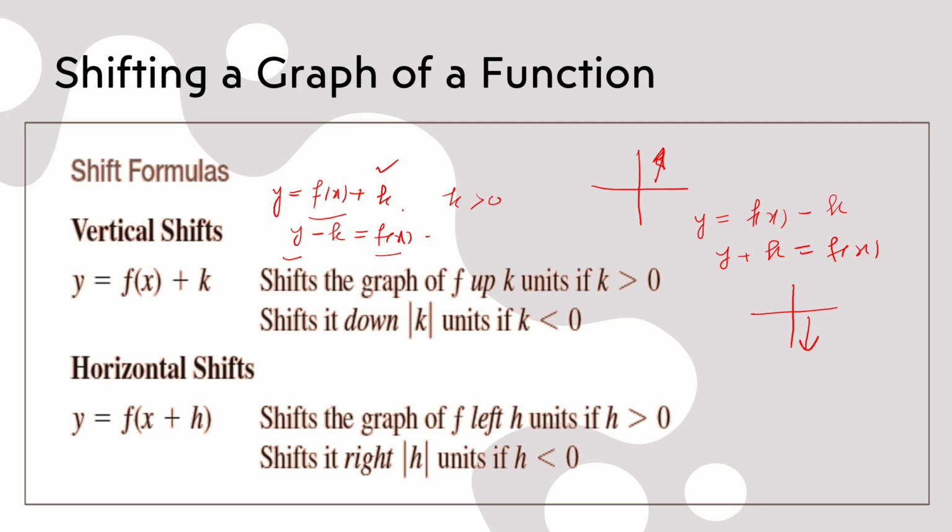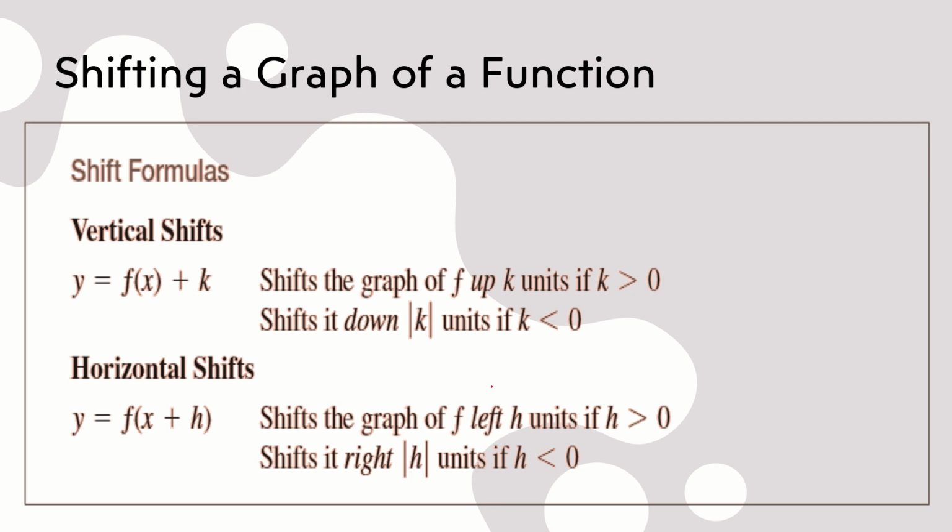We do the same thing in case of horizontal shifting as well. If we have a graph of a function y is equal to f of x, and we want to find the graph of y is equal to f of x plus k, where k is a positive number, in that case we will be shifting the graph k units to the left. Whereas in case of y is equal to f of x minus k, again with k positive, we will be shifting the graph of y is equal to f of x k units to the right.